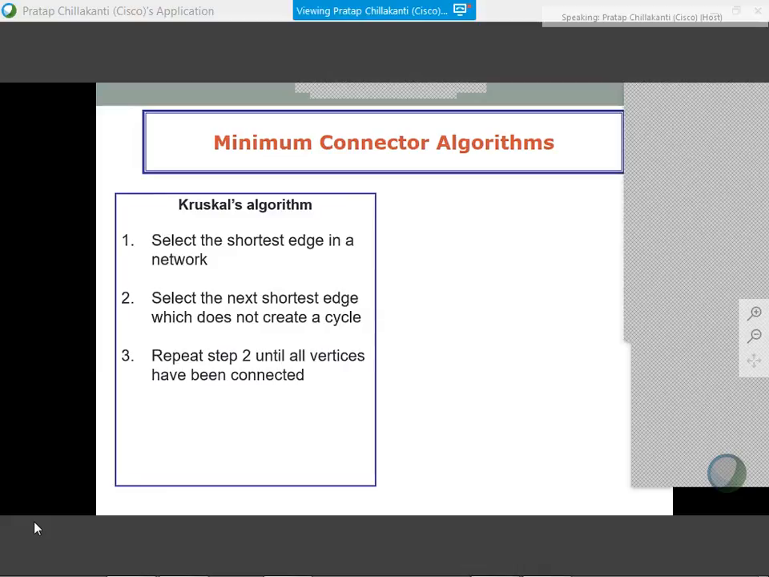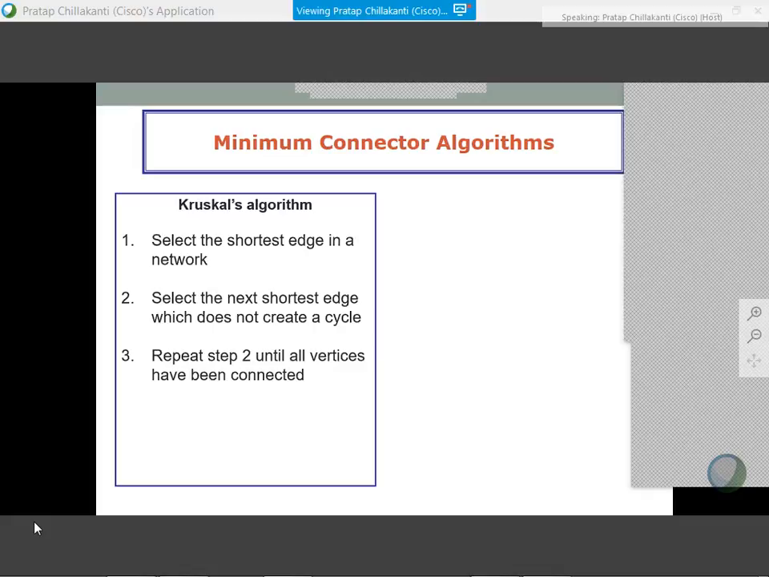Okay. Select the shortest edge. So it is edge centric, right? And then step 2, select the next shortest edge which does not create a cycle. So you cannot have a cycle. That is a tree. Remember, tree does not have cycle. You are given a graph. You are trying to come up with a tree. So obviously you cannot have a cycle. Okay. And you continue that till all the vertices have been connected.